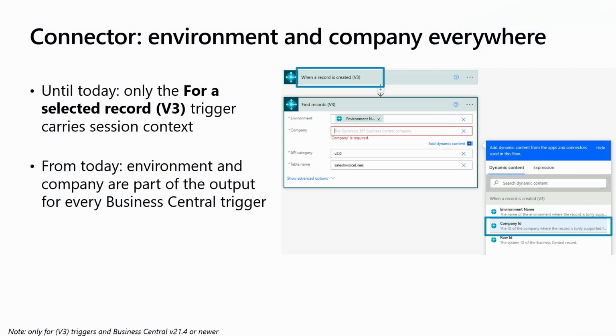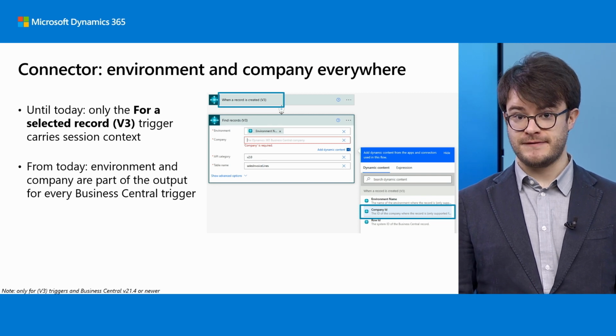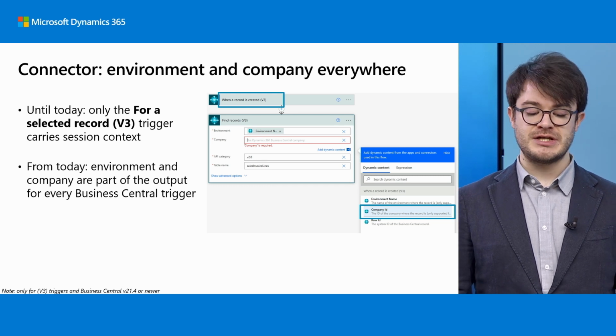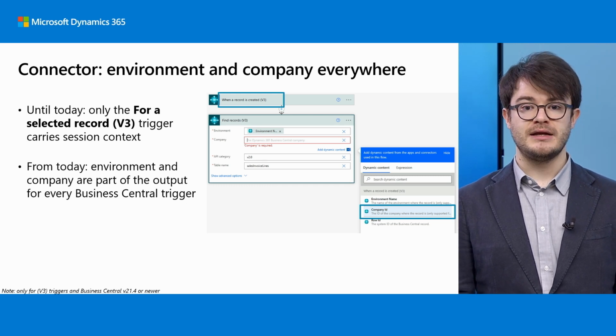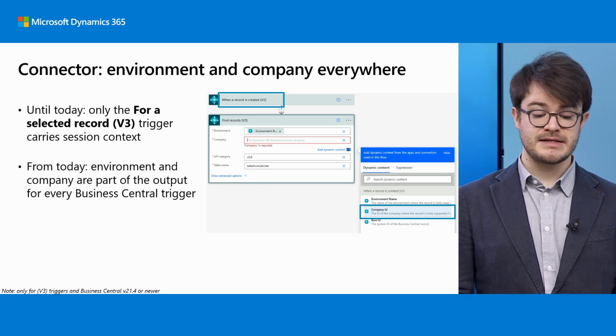There is one more change I want to mention. So we introduced environment and company everywhere in our Business Central connector for Power Automate. What does this mean? If you wanted to distribute a flow in a different Business Central environment or company, you would have to change the value of environment and company in all your actions and in the trigger connecting to Business Central. That's until today. You could work around that using the for a selected record trigger, but all the other triggers would not allow this. This changed since this release.